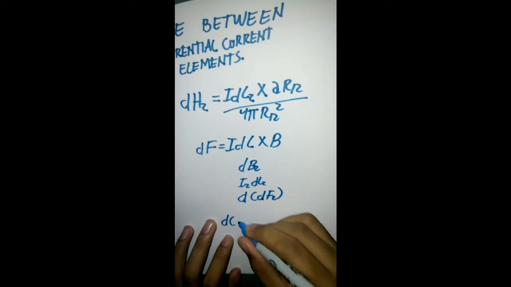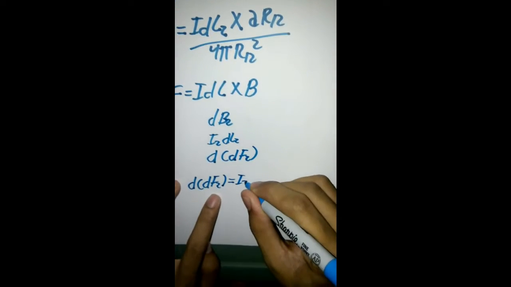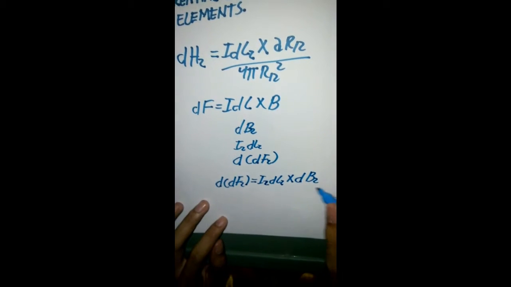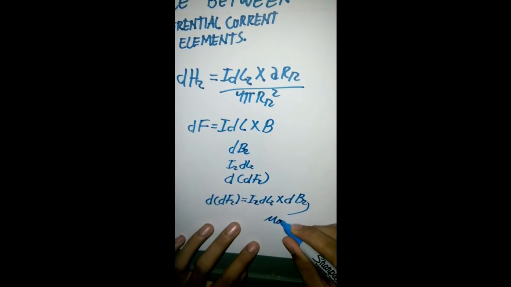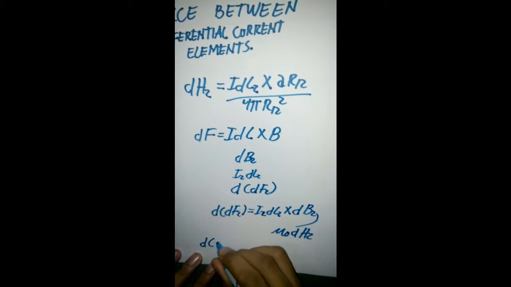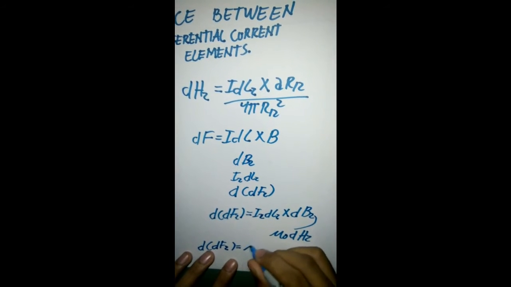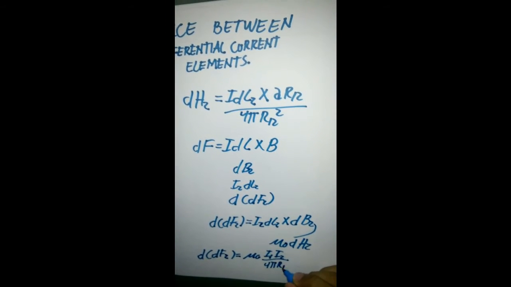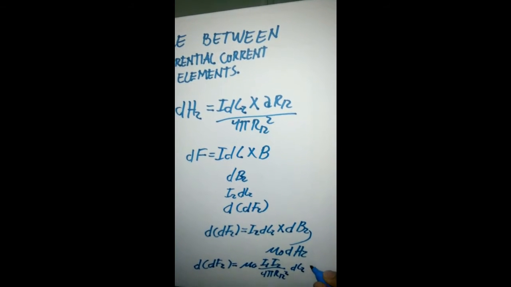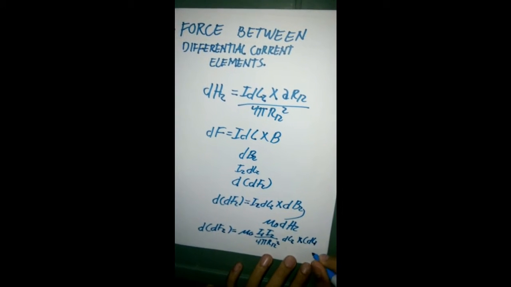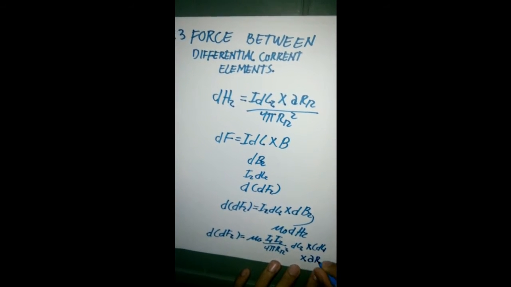Now we have the equation d(dF2) equals I2 dL2 cross product dB2. Since dB2 equals mu0 I1 dL1 cross aR12 over 4 pi R12 squared, we obtain the force between two differential current elements, d(dF2) equals mu0 I1 I2 over 4 pi R12 squared, dL2 cross product with dL1 cross product aR12.